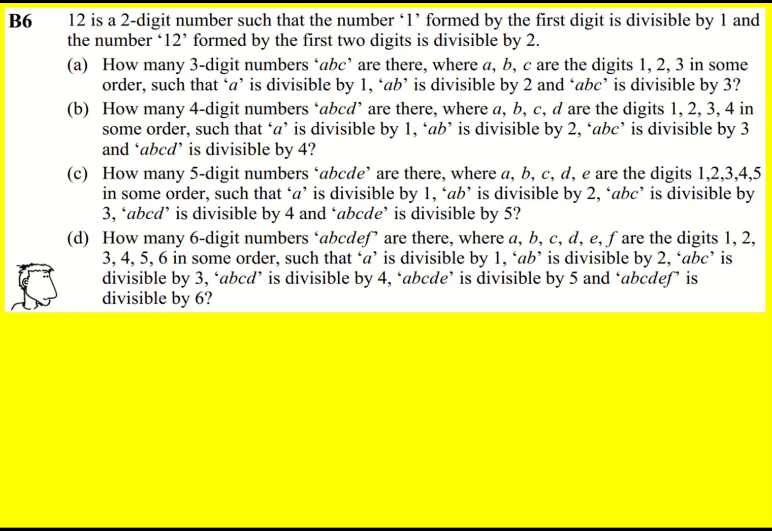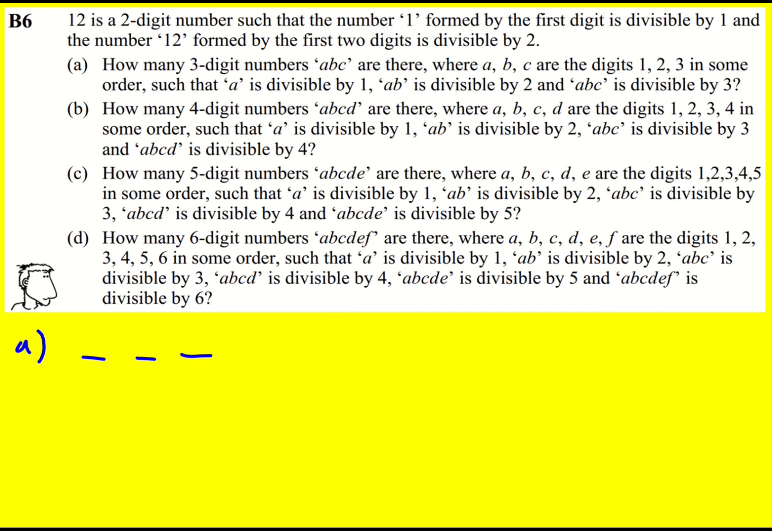First thing to do in this question is get your head around what it's saying. So 12 is a two-digit number such that the number 1 formed by the first digit is divisible by 1, and the number 12 formed by the first two digits is divisible by 2. And then we're going to be building our way up with more and more digits. So when we write our three-digit number down, we need the whole thing to be divisible by 3, the first two digits to be divisible by 2, and the first digit to be divisible by 1.